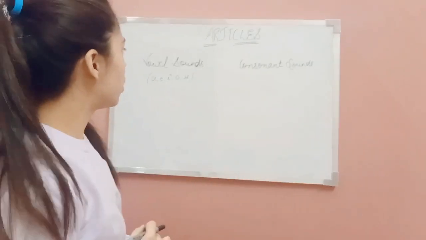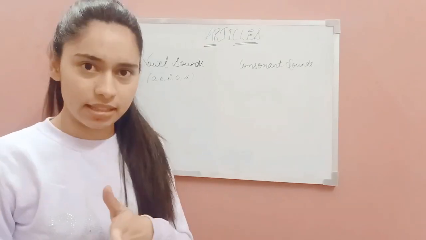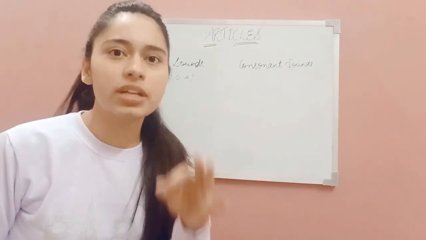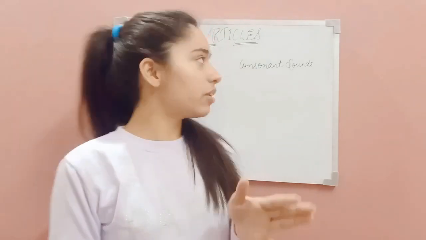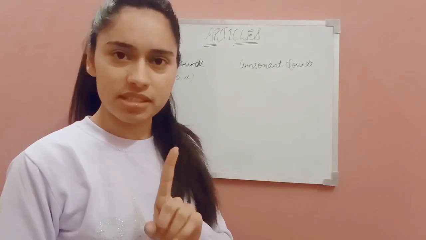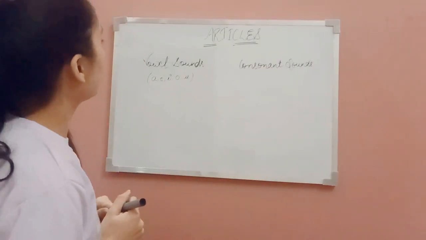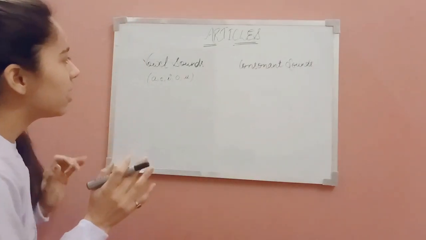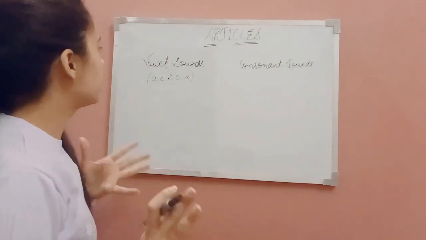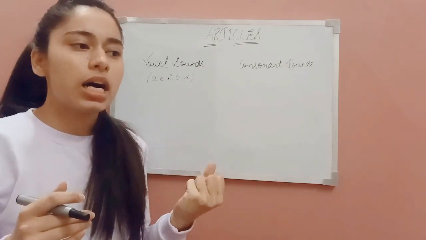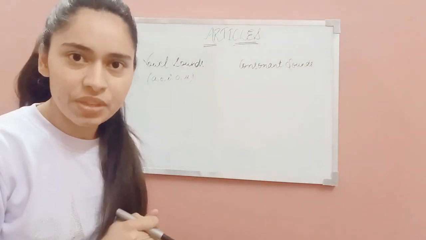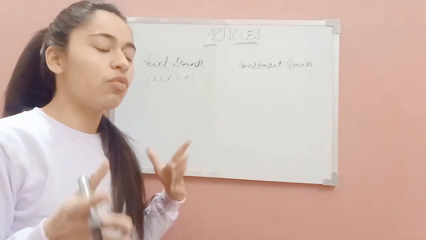Firstly, we will talk about A and AN, the difference between them. There is only one difference between A and AN. Other than that, they are used in the same way in every concept. So we are first going to clear the only difference that they have. You must have heard from somewhere that we use A when there are consonant sounds, and we use AN when there are vowel sounds.